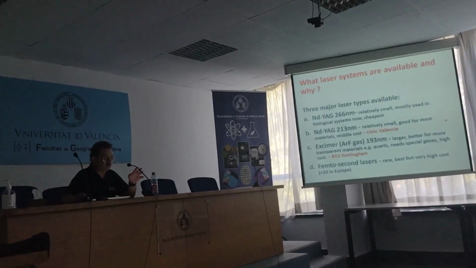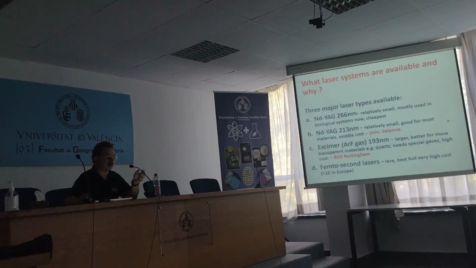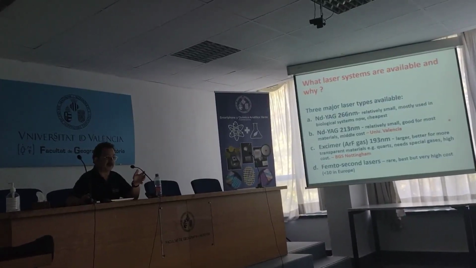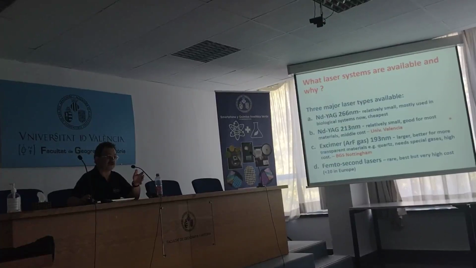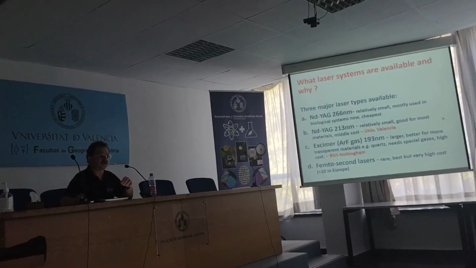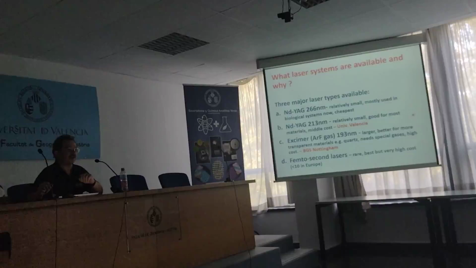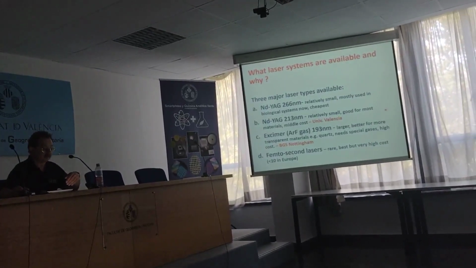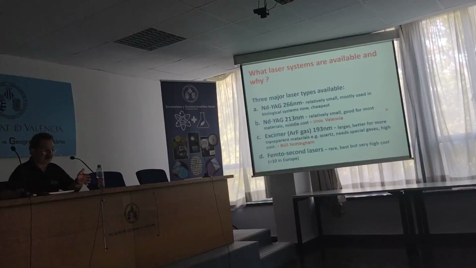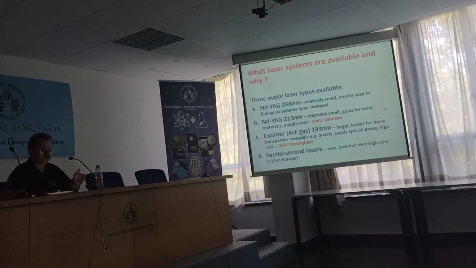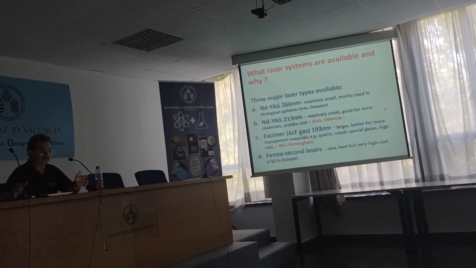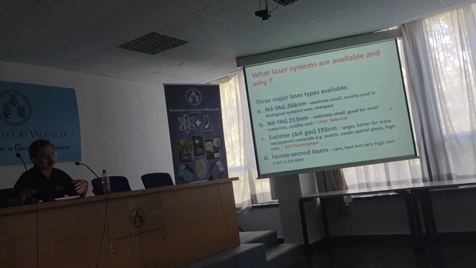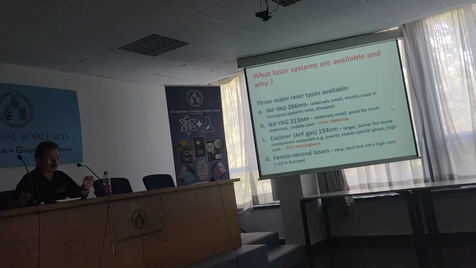So, for what laser systems are available and why would we use them? There are 3, maybe 4 major laser types available to use. So if you were to do a Google search on laser ablation, any of these might come up. The first, the neodymium-YAG at 266 nanometers, is a relatively small laser, but it's mostly used for biological systems now, and it's the cheapest one.